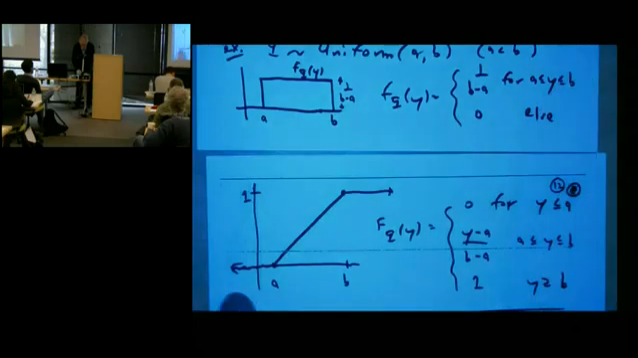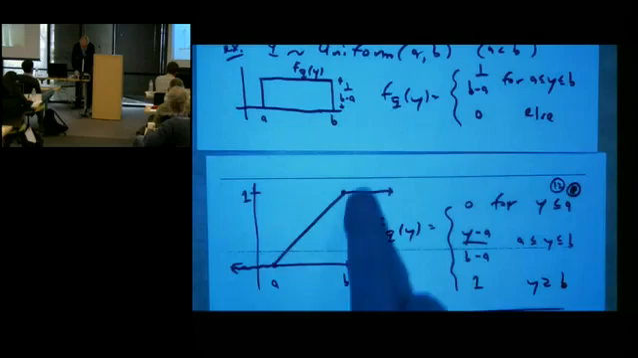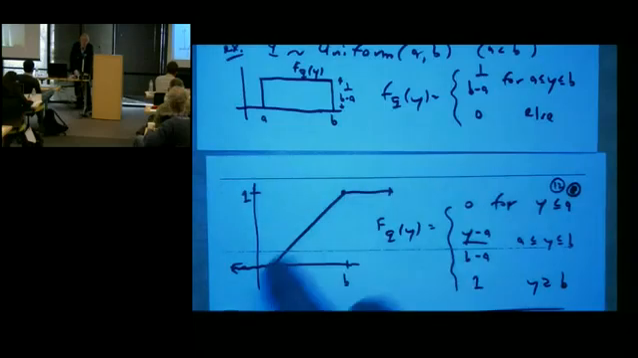It starts out at 0. As soon as it hits A, it starts to climb linearly until it reaches 1 at the value B. And so you can work out what the equation of that line is, and it just becomes (y minus A) over (B minus A) as y ranges from A to B, and it's 0 below that and 1 above that.